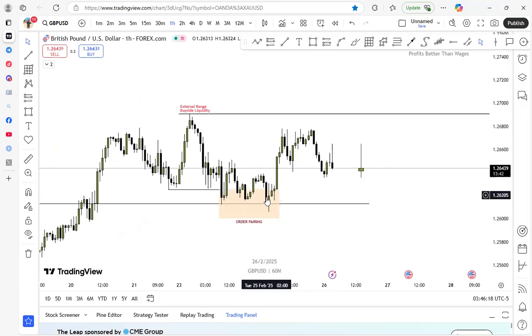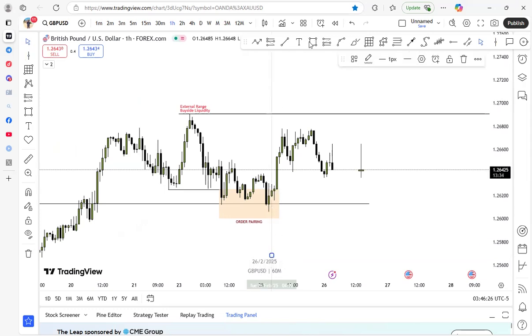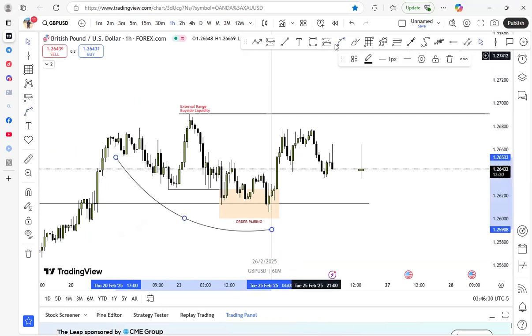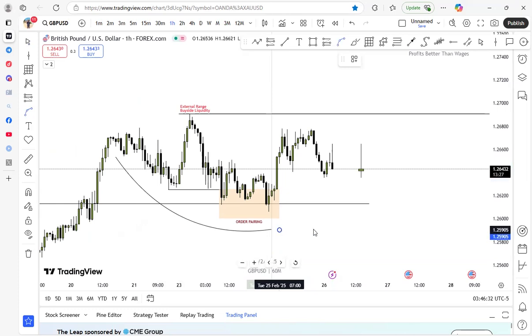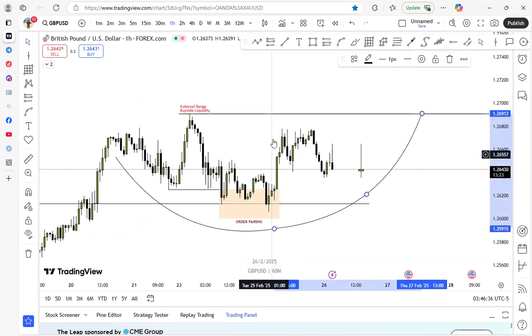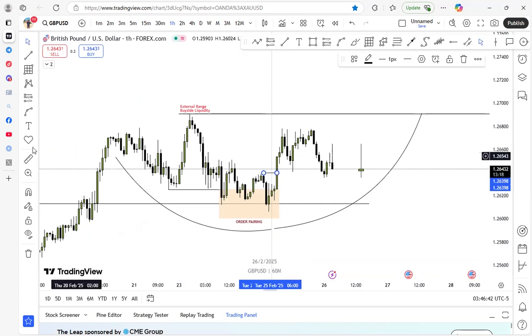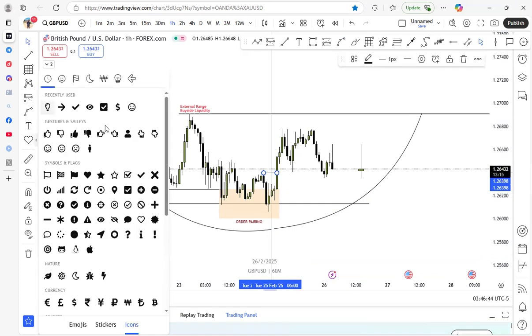Internal range liquidity tagged here. And once internal range liquidity is tagged, this is what happened. See, this is what happened. From the sell side of the curve, and now we have entered the buy side of the curve. You see, the moment we took out this structural high here, that was us entering a new side of the curve. That is what we have to understand.